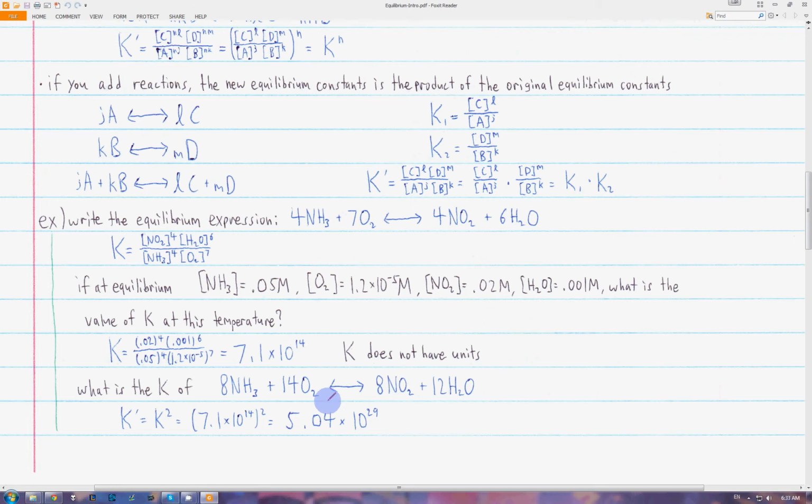So here we have another reaction, and notice how this is just this same reaction multiplied by 2. So remember, if we multiply by a factor, the new equilibrium constant will just be the original raised to the power of that factor. So here we multiplied the reaction by 2, so the new equilibrium constant will be the original K squared.